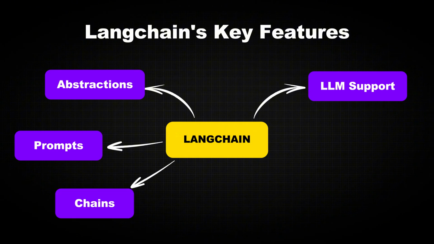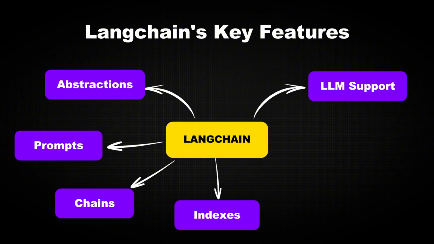Chains. Chains are the heart of LangChain. You can connect different tasks like calling an LLM, retrieving data, processing responses in one seamless workflow. Indexes. LangChain lets you use indexes like document loaders and vector databases to pull in external data, so your models aren't limited to what they are trained on.